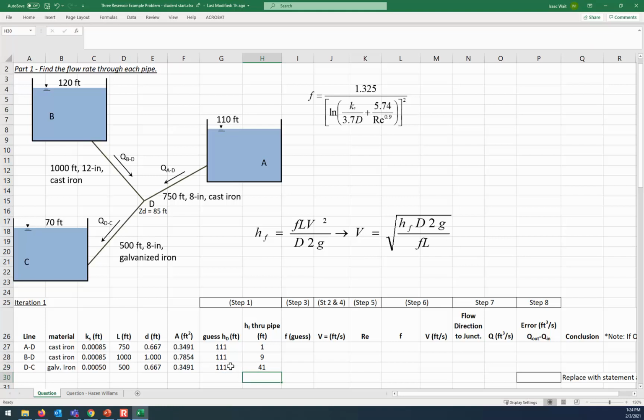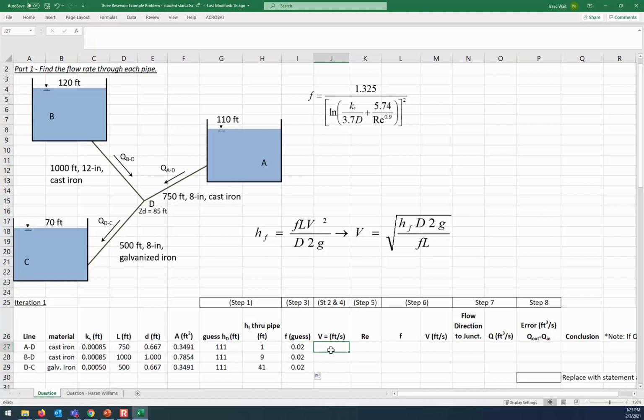Okay, so hopefully you've got these values on the basis of a reference to this guess. The reason we want a reference to that guess is because we're going to copy and paste in subsequent iterations, and so we want the actual water surface elevation for each of the reservoirs hard-coded into that formula. Okay, so our guess F value: let's just start off by guessing a middle F value of 0.02, and we'll do that for all 3 pipes.